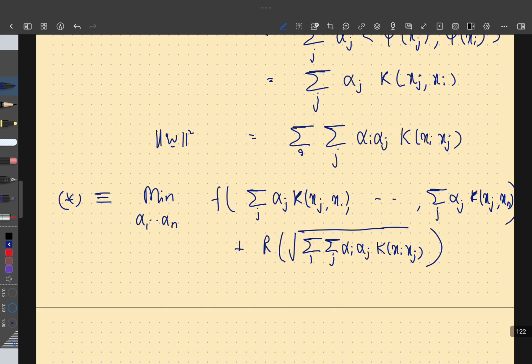So instead of minimizing over w, which was a vector in this high dimensional feature space, so the number of parameters in w depended on the number of dimensions or the size of your feature space. Now I've reduced that to a different optimization problem where the number of parameters is number of data points. So in situations where the dimension of the feature space far exceeds the number of data points that I have available, this becomes a more efficient optimization problem to solve.